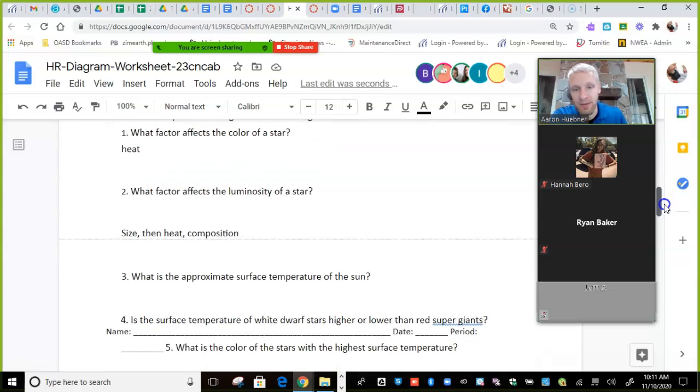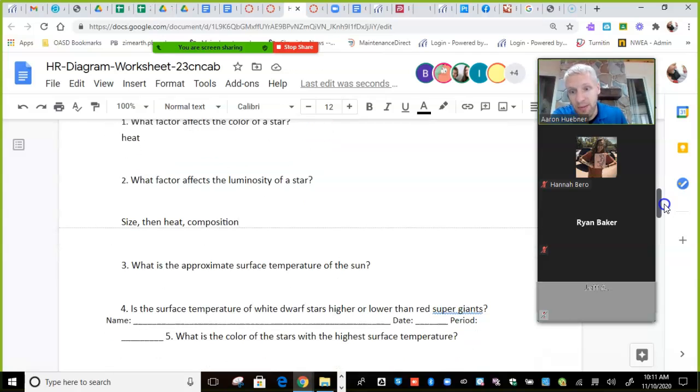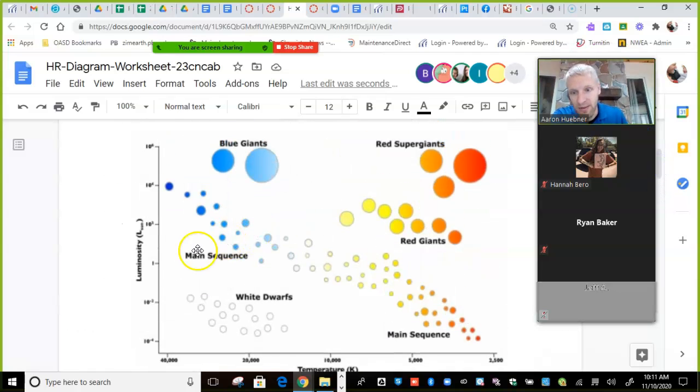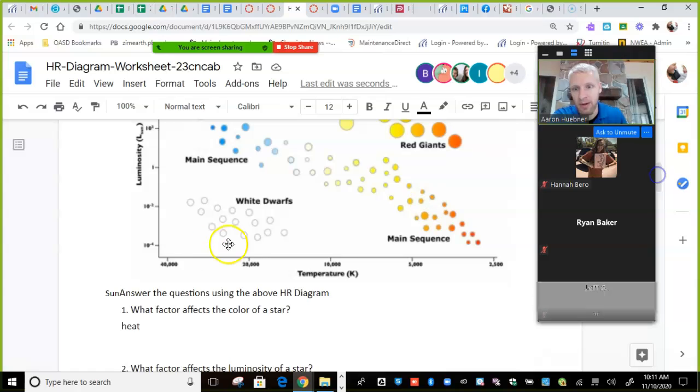And they all factor into luminosity. Number 3, what is the approximate surface temperature of the sun? All right, so the sun is right here. Approximate surface. Oh, that's where the sun is. Okay, it didn't copy well.